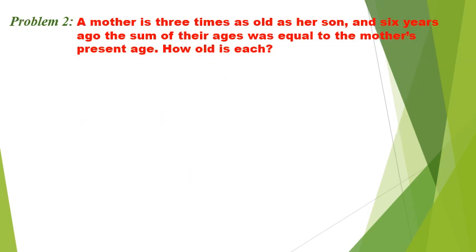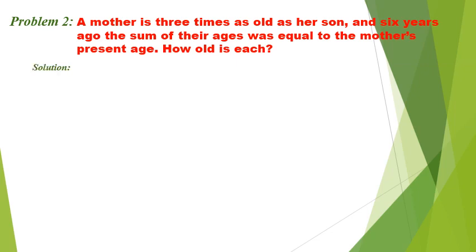Take note, guys, that in writing an equation, the process is not always the same. Of course, it depends upon how the problem is being stated. That is why you really have to analyze each problem. So problem number 2: a mother is 3 times as old as her son, and 6 years ago, the sum of their ages was equal to the mother's present age. How old is each? So for this problem, we are asked to find the age of the mother and her son.